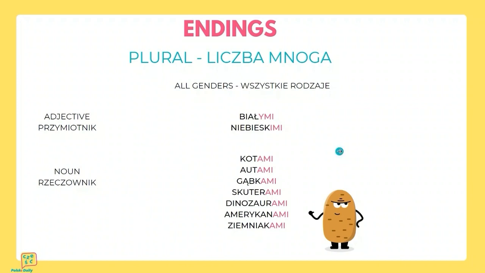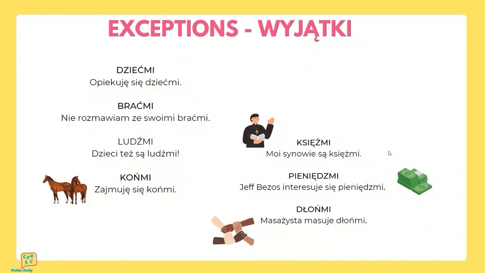In those exceptions, we have to remove a from the ending. Look. Dziećmi, children. Opiekuję się dziećmi. I look after children. Braćmi, brothers. Nie rozmawiam ze swoimi braćmi. I don't talk to my brothers. Ludźmi, people. Dzieci też są ludźmi. Children are also people. Końmi, horses. Zajmuję się końmi. I take care of horses. I work with horses as well.